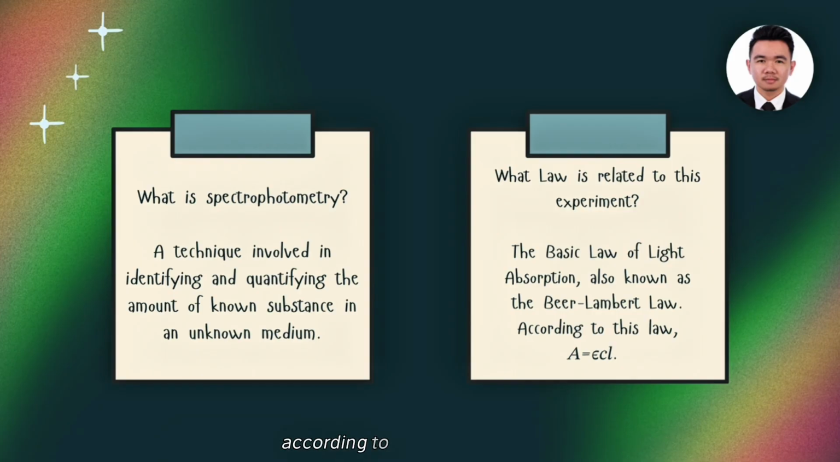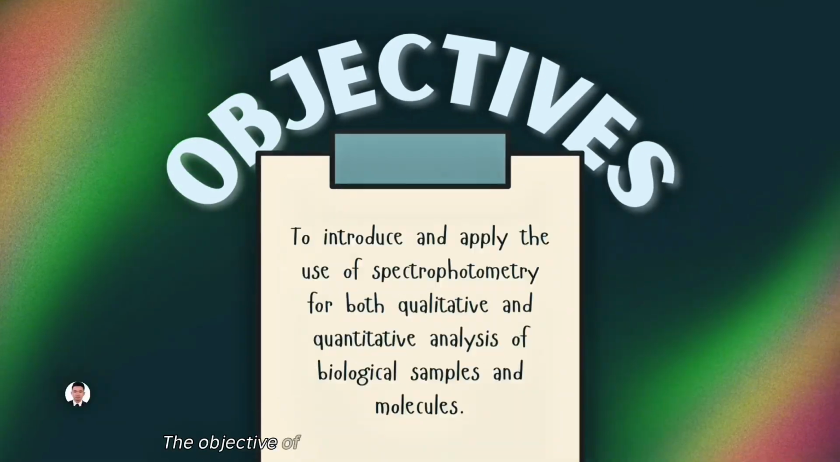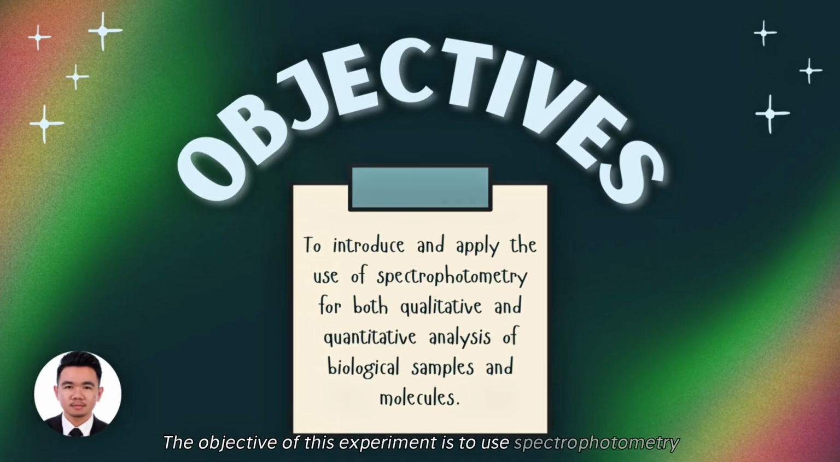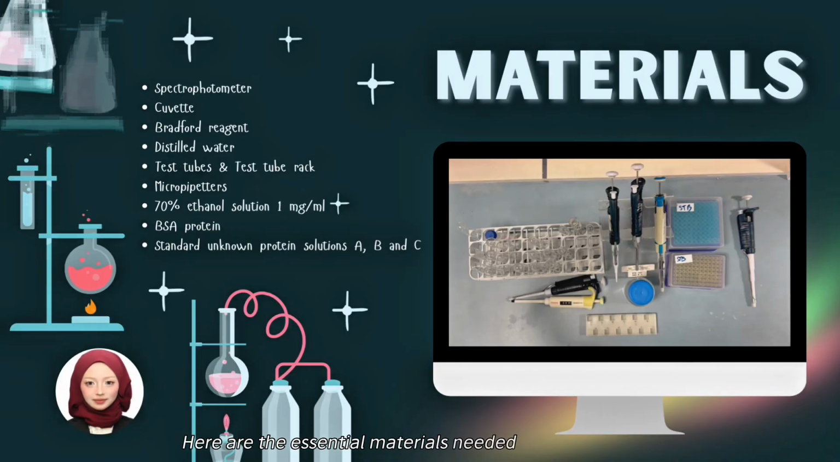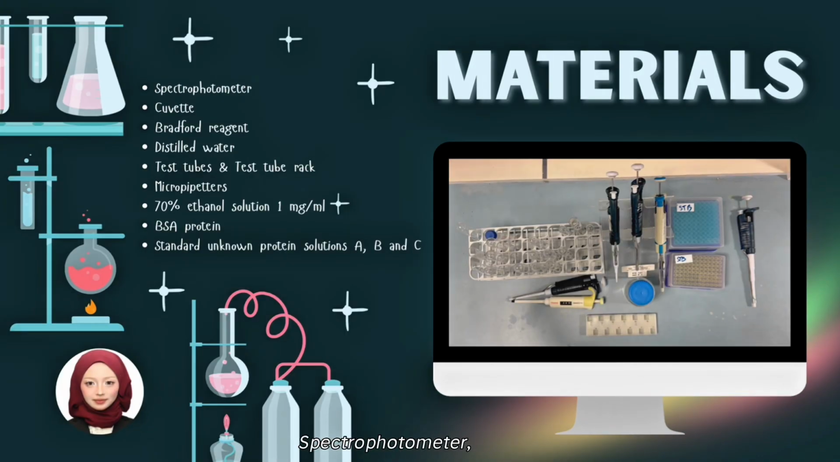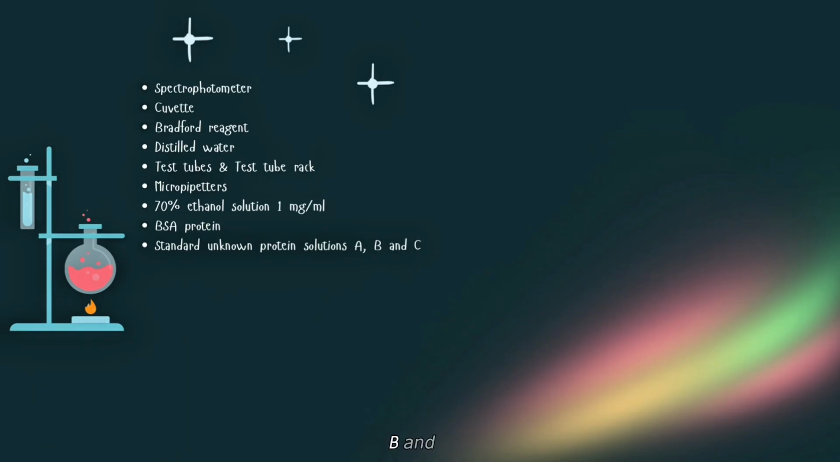the analyte according to Beer-Lambert's law, which gives us the formula A, absorbance, equals molar absorptivity multiplied by concentration multiplied by path length. The objective of this experiment is to use spectrophotometry for qualitative and quantitative analysis of biological samples and molecules. Here are the essential materials needed for this practical: spectrophotometer, cuvette, Bradford reagent, distilled water, test tube and test tube rack, micropipettes, 70% ethanol solutions, 1 mg per ml BSA protein standard, and unknown protein solutions A, B, and C.